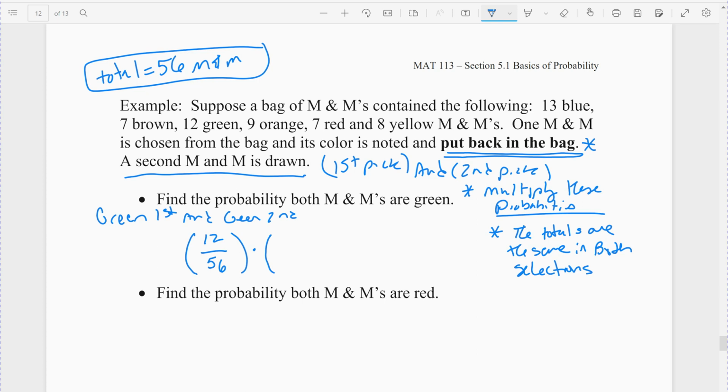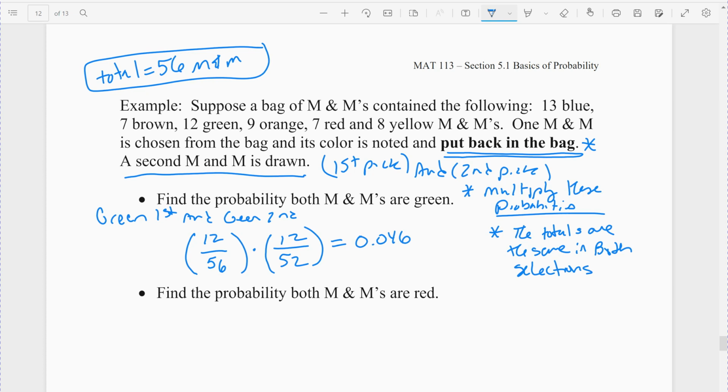On the second pick, I'm still going to pick a green M&M, and since I replaced it, I could technically pick the same green M&M twice. So I've got 12 greens still on my second pick, and I've got 56 total on my second pick. And so it's just basically that same probability twice. 12 over 56 for the first and 12 over 56 for the second. You multiply that out and it comes out to be, I'm just going to write the decimal, 0.046. About a 4% chance of getting green on the first, put the green back, green on the second.